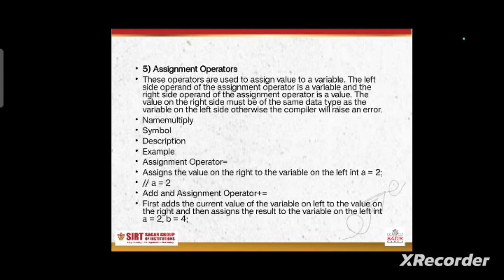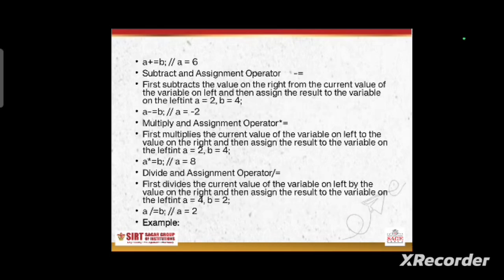So name, operator symbol, description. For the assignment operator, if you want to assign a value, then int a = 2. It means the value of a is 2, and 2 is assigned to a. If a is equal to 2 and b is equal to 4, we say that 2 is the number assigned to a and 4 is the number assigned to b.